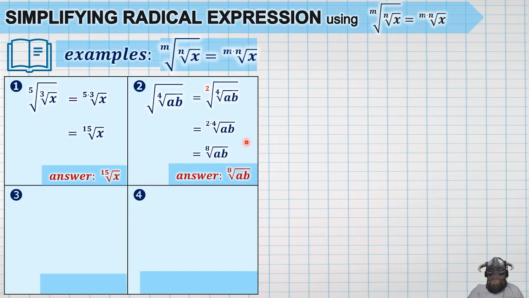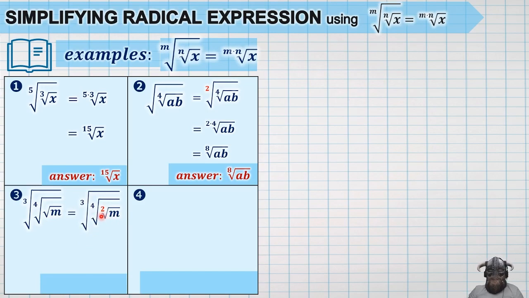Next, we have number 3. We have the given, the cube root of the fourth root of the square root of m. So, kung di nyo napapansin, tatlo po yung ating radical sign dyan at meron tayong square root. So, lagyan natin ng 2 para hindi nakakalito.